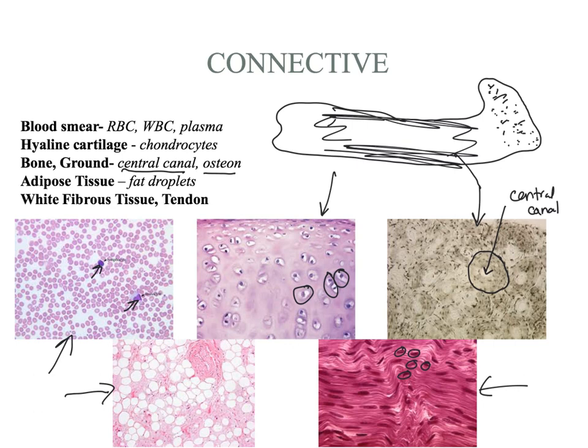They are usually arranged irregularly, and then they're found in the areas of the body where there's a lot of stress in all different directions. So they usually are connecting muscle to bone or bone to bone.